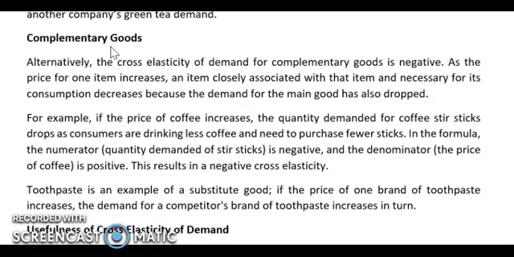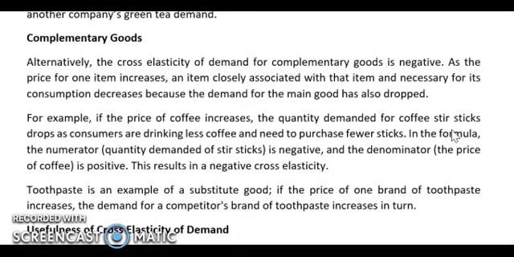I'm used to drinking white coffee. So of course, coffee and milk go together. In this example, they are giving coffee and coffee stir sticks. So if you want coffee, you'll also need the sticks. If demand for coffee goes down, demand for sticks will also go down. You're not buying coffee, so why would you buy the sticks? So those are complementary goods.